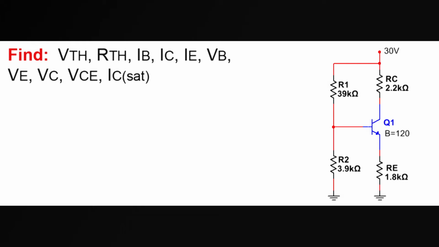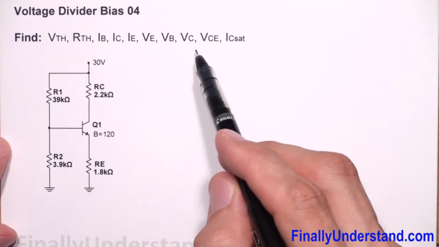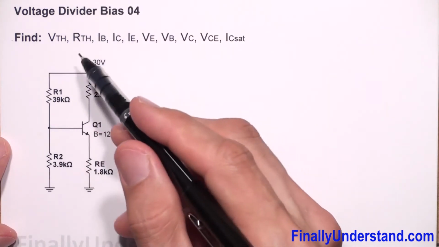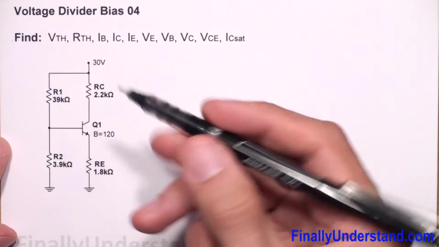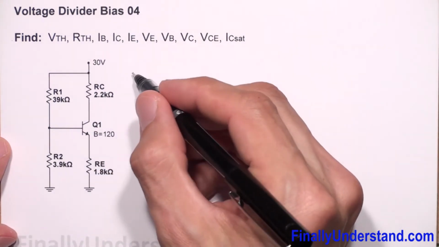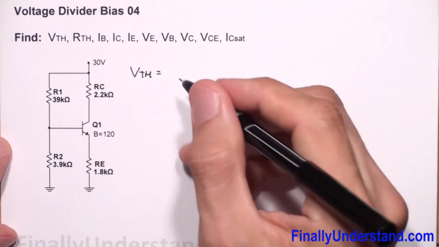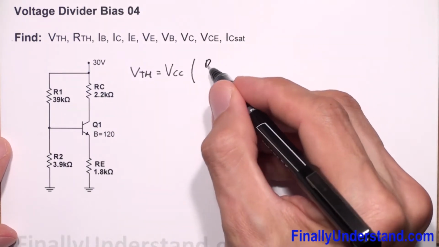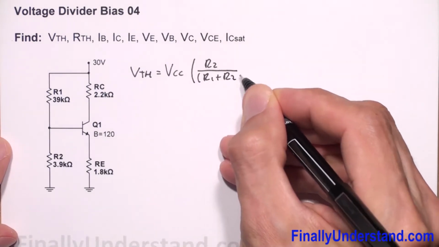Let's take a look at this voltage divider. We're supposed to find VTH, RTH, and the following currents and voltages. VTH is the voltage between the base and ground. So VTH is equal to VCC times R2 over R1 plus R2.